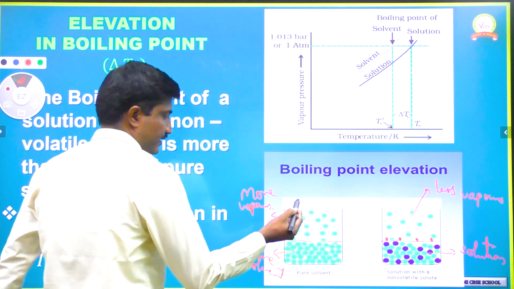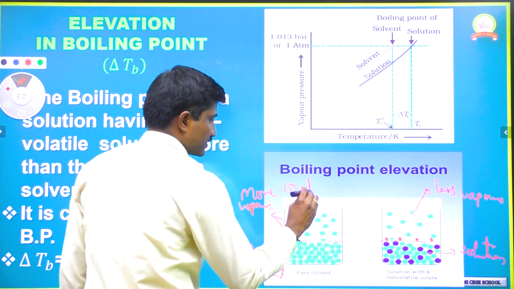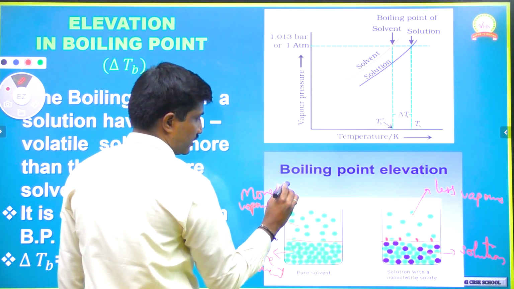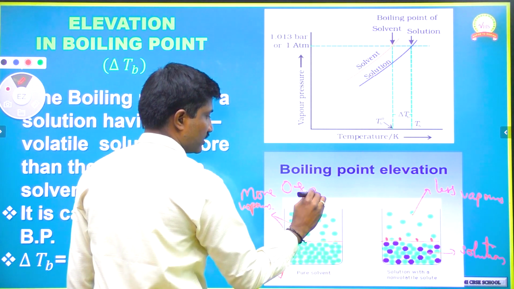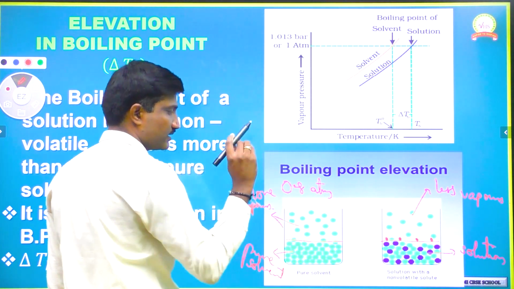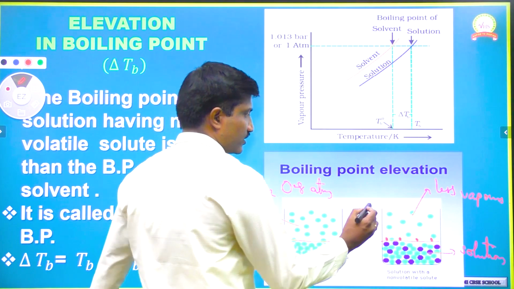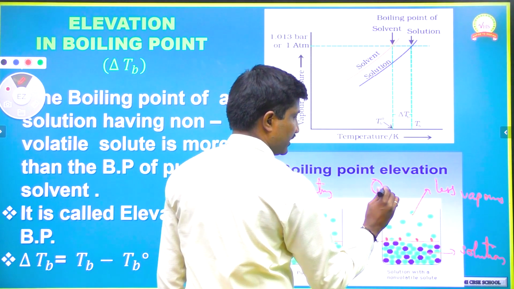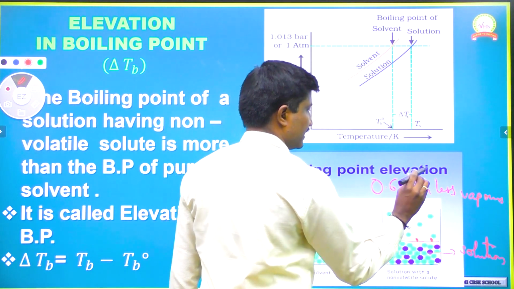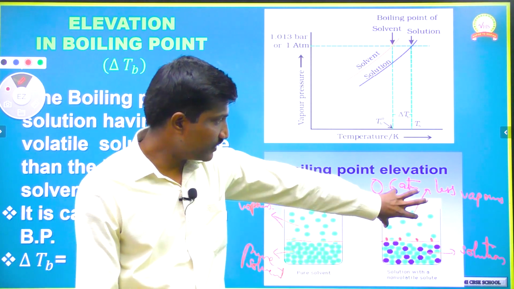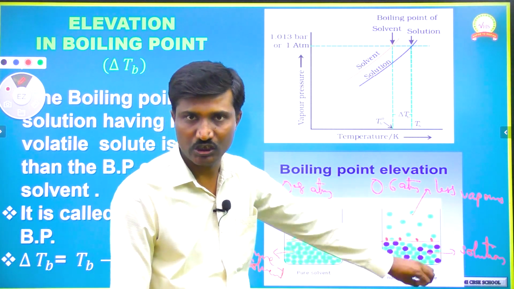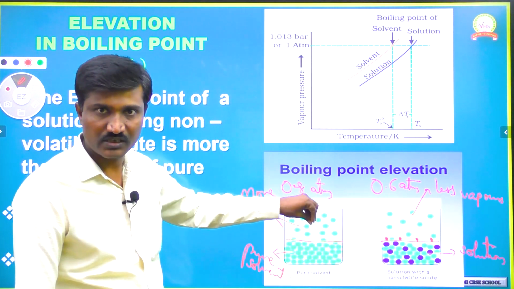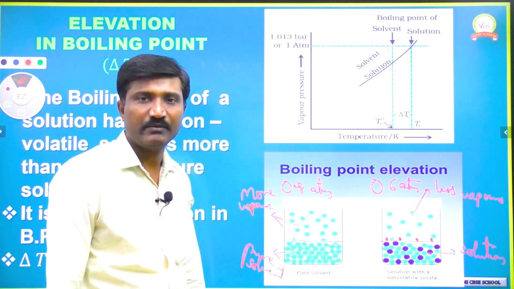Let us take this one as 0.8 atmosphere, and this one must be less than this value, so I am taking it as 0.6 atmosphere. So the pressure exerted by the vapors in this solution is 0.6 atmosphere, and the pressure exerted by the vapors of the pure solvent is 0.8 atmosphere.